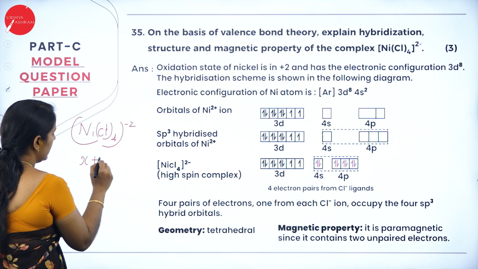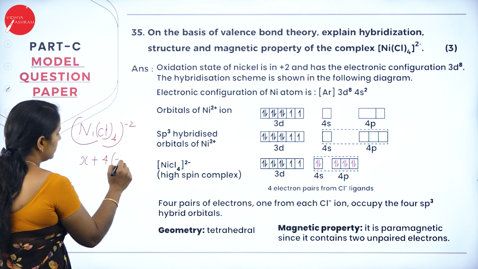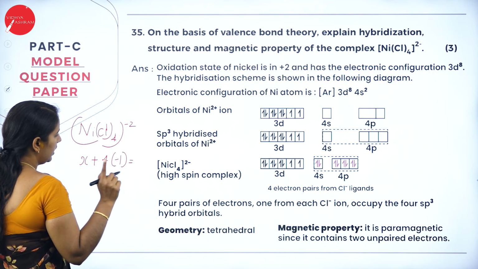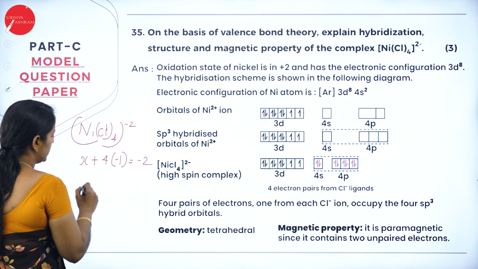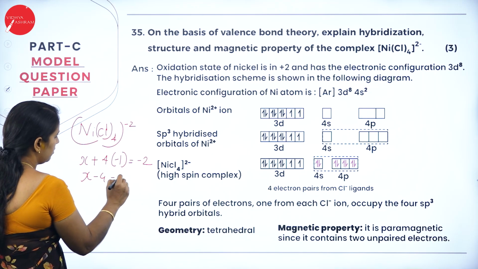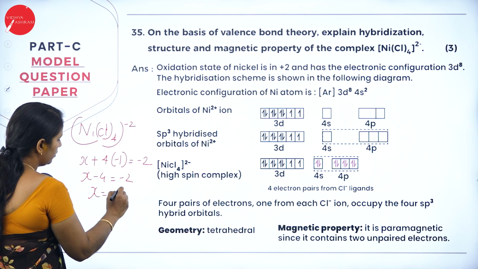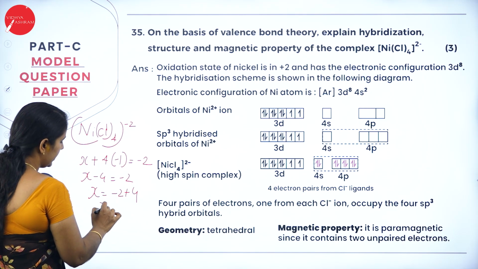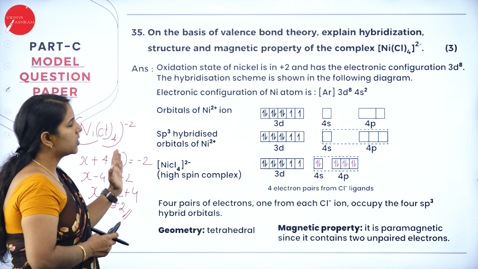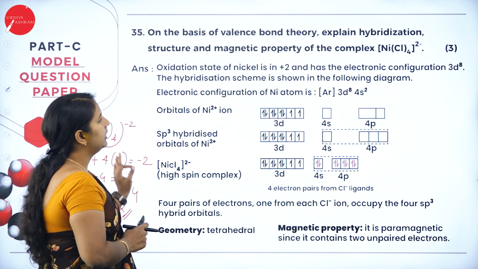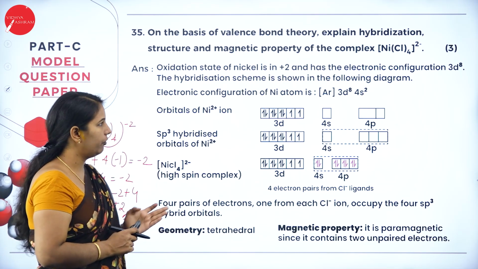Take it as x plus 4 into each halogen, which will donate a -1 oxidation state, is equal to minus 2. x minus 4 is equal to minus 2, x is equal to minus 2 plus 4, x is equal to plus 2. Okay, so this is the oxidation state of the nickel in the nickel tetrachloride.